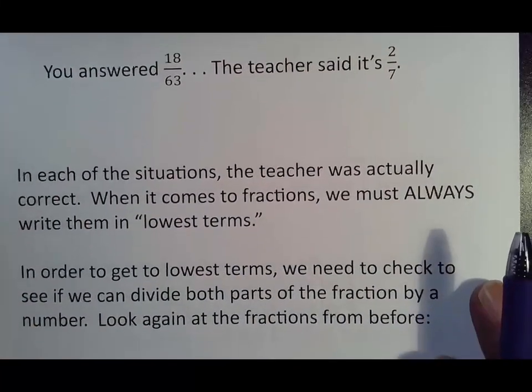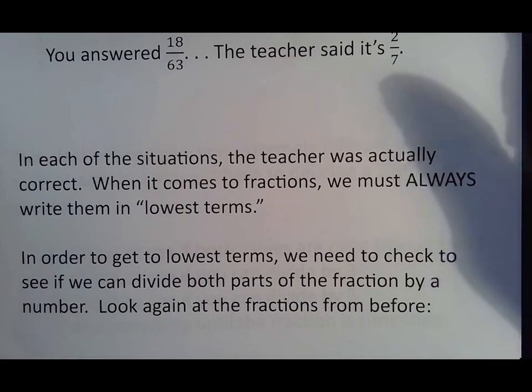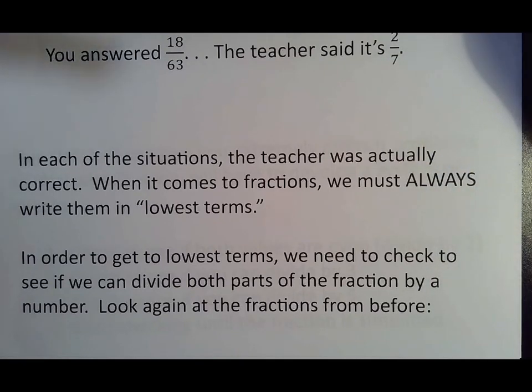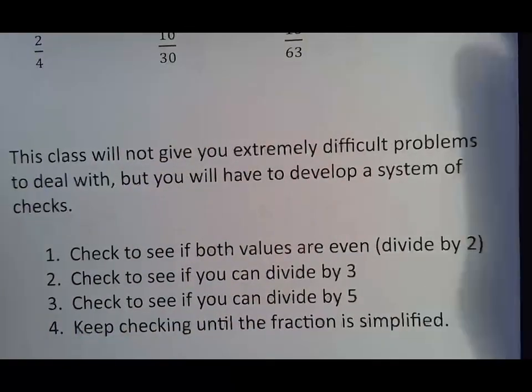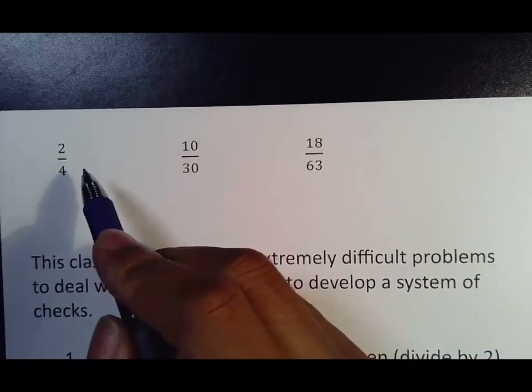When it comes to fractions, we always have to write them in what we call lowest terms. In order to get to lowest terms, we need to check to see if we can divide both parts of a fraction by a number. So when you're adding, subtracting, multiplying, dividing fractions, or doing anything where you get a fractional answer, unfortunately, now you have to add a check to see if the fraction can be reduced even more.